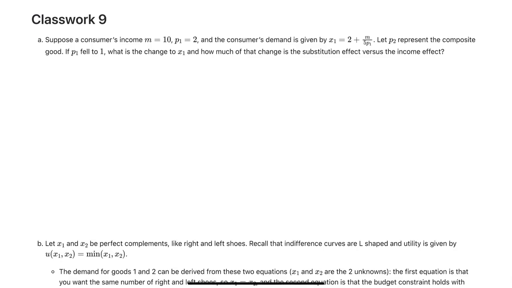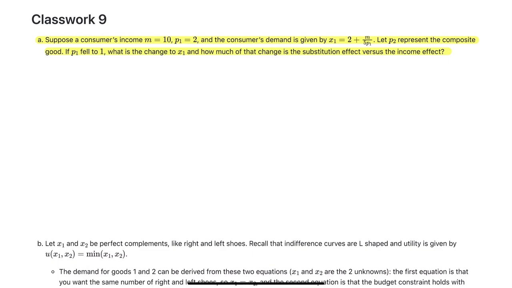In this video, I'll go over the answers to Classwork 9. Part A says, suppose a consumer's income is M equals 10, the price of good 1 is 2, and the consumer's demand is given by X1 equals 2 plus M over 5P1. Let P2 represent the composite good. If P1 fell to 1, what is the change to X1 and how much of that change is a substitution effect versus the income effect?